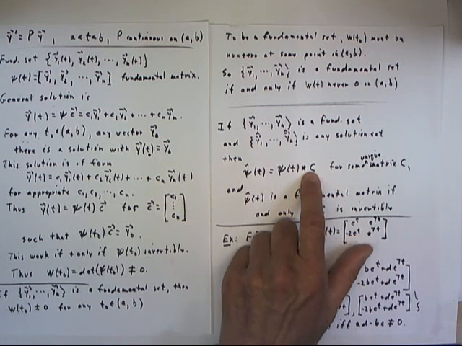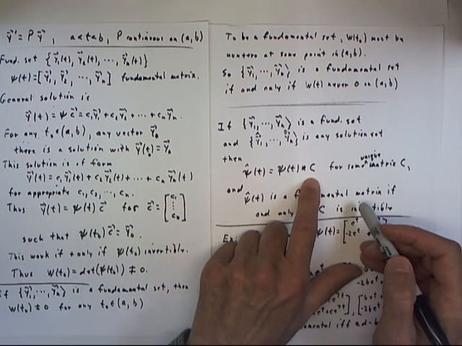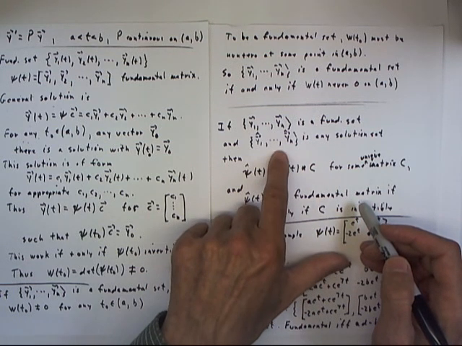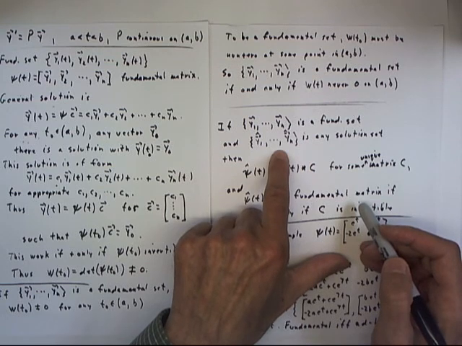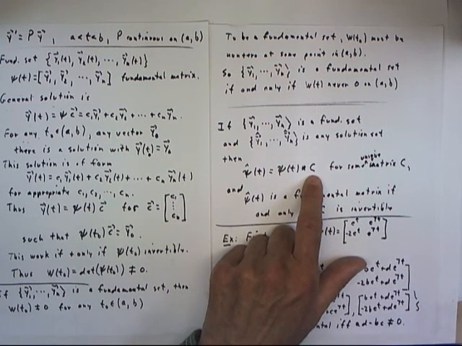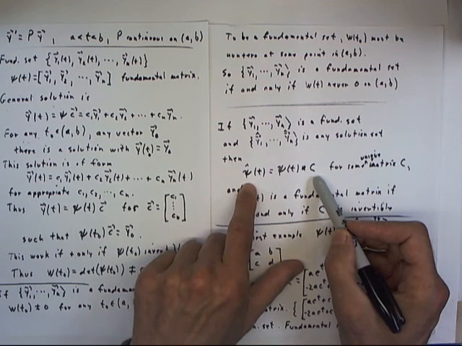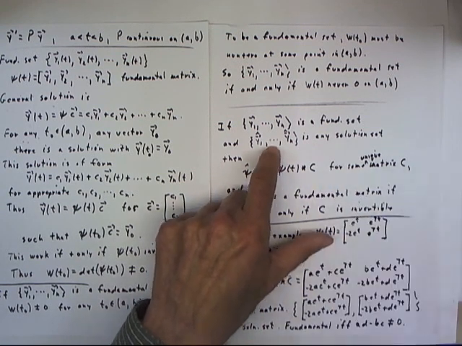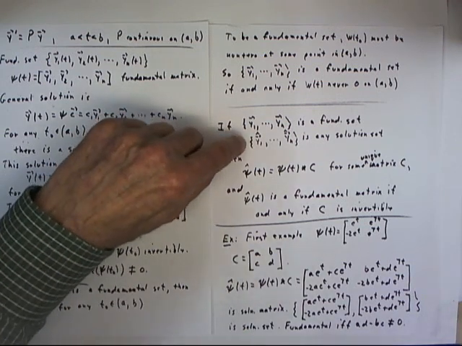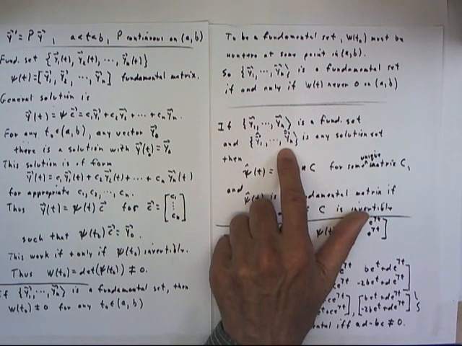This means that if the matrix C that connects the psi matrix and the psi hat matrix in this manner is invertible, then psi hat is a fundamental matrix, and this is a fundamental set. And if C is not invertible, then this isn't a fundamental matrix, and this is not a fundamental set. If this is not a fundamental set, then there are solutions that can't be formed by combining these solutions.